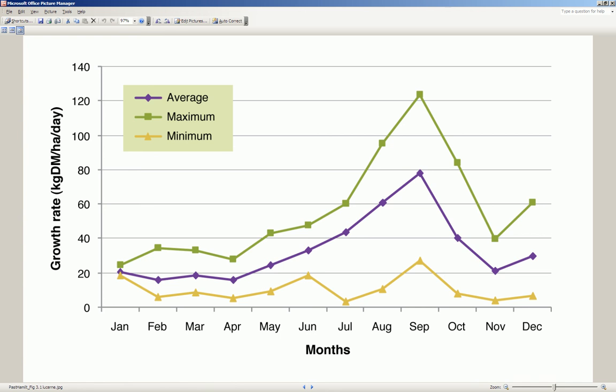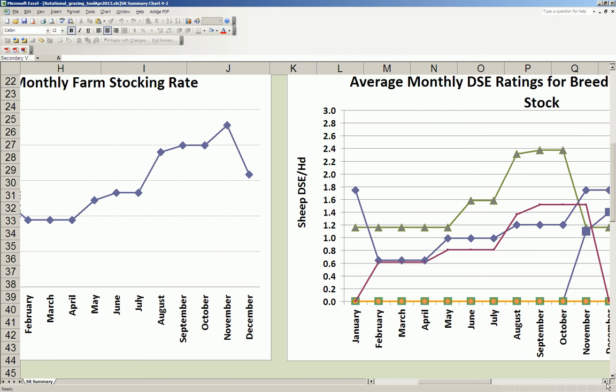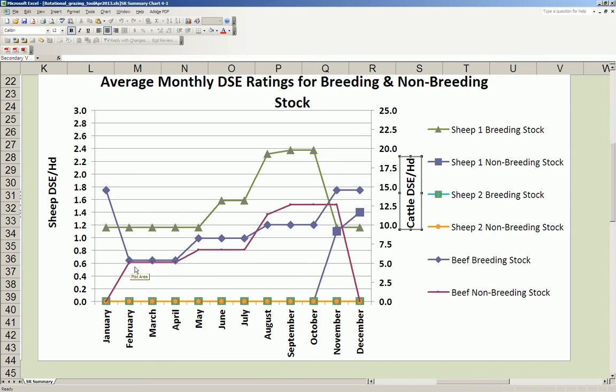Okay, so let's just go back to the calculator. I want to demonstrate for you the differences between the different animals throughout the year. So this last graph just shows you that for the sheep enterprise, so this is our ewes, which is the blue line. This is our beef on the blue line.